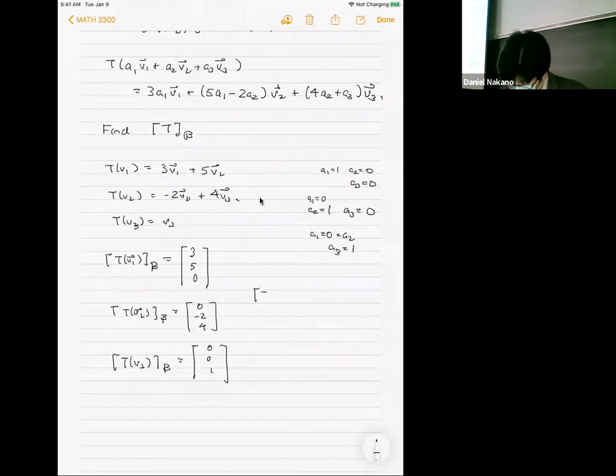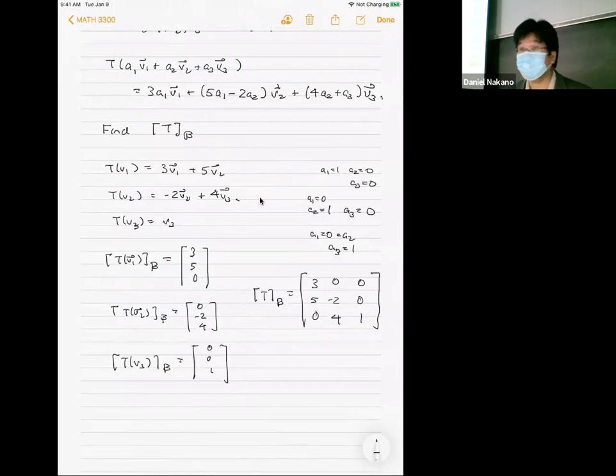And then finally, if I take T of beta, it has to be a 3 by 3 matrix, and I just put these vectors right down the columns. That's all I do. Okay, does everyone see how we did that? Questions on this?